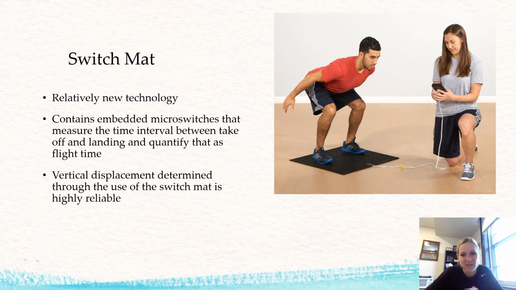But basically, how does this work? Similar to a force plate, the difference with the force plate is it takes into account the body weight of an individual. With the switch mat, basically we're just looking at time. So you're looking at time off the ground, and the vertical displacement will be calculated based on how long this person is off the mat. Same thing with the force plate. You can cheat the system by tucking your knees under you and get a higher reading. So that's the only negative that we see with that one.